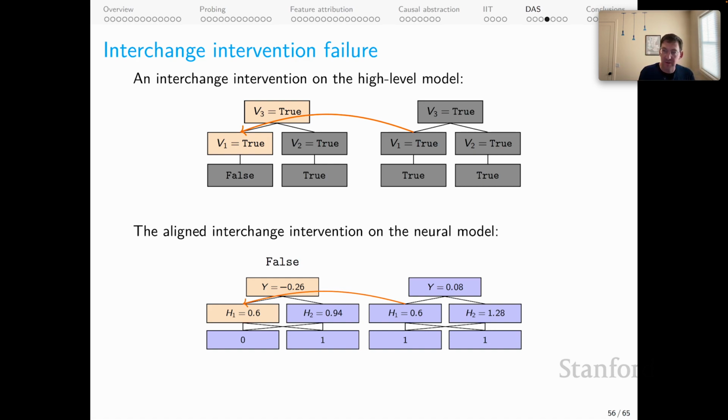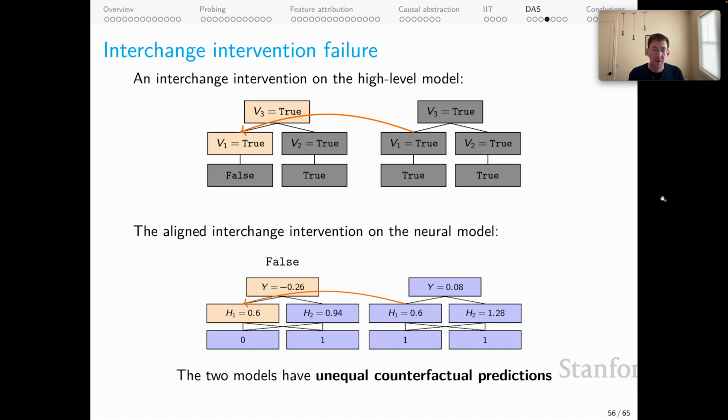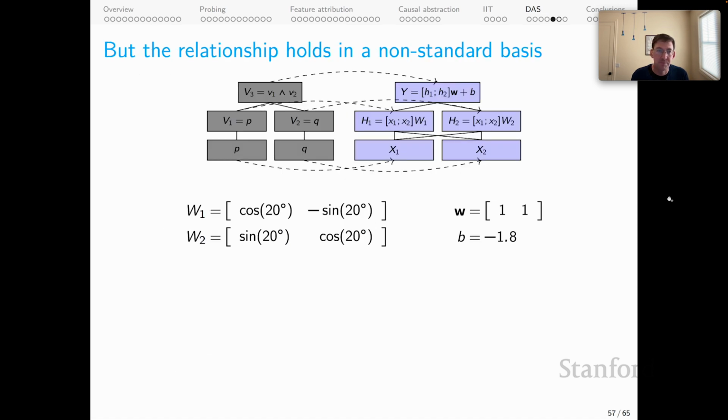And that's exactly the kind of thing that leads us to say that this causal model and this neural one are not in the abstraction relationship. The 2 models have unequal counterfactual predictions. That is the heart of it. But remember, we already know why they do. It's because I chose the wrong alignment due to bad luck or resource shortages or whatever.